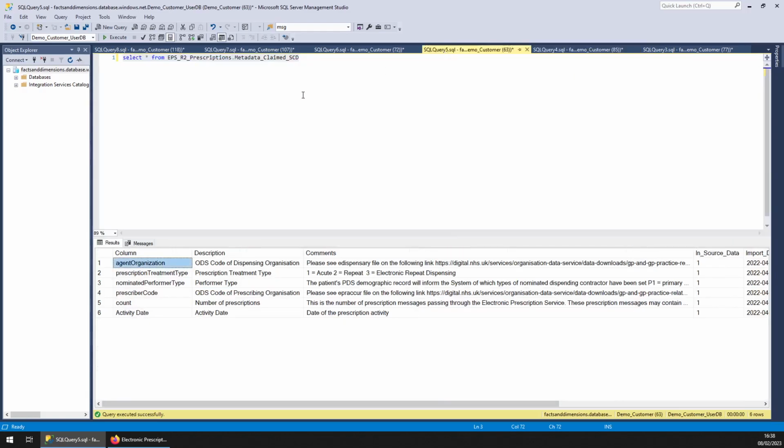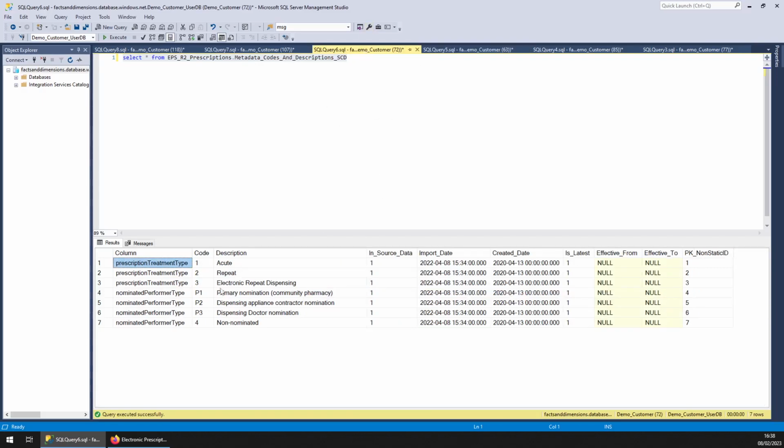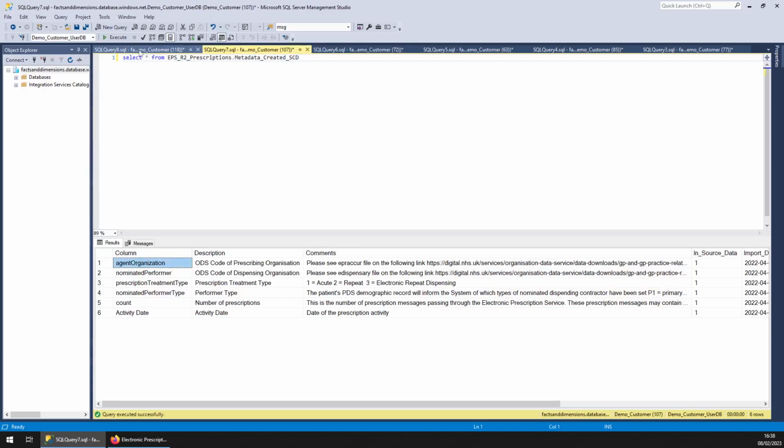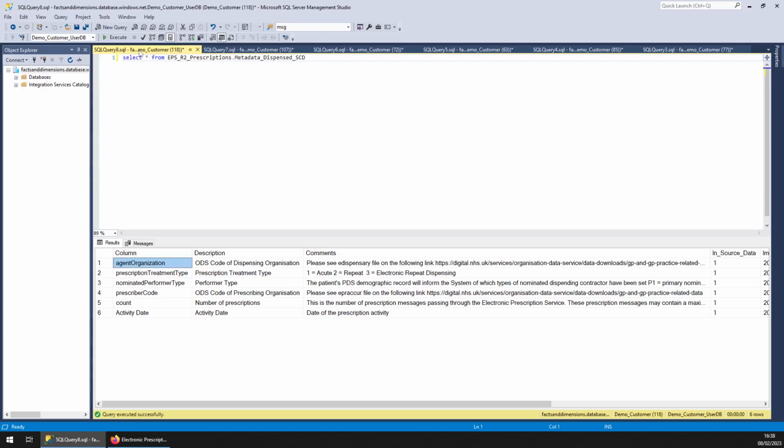I'm also showing the dimension tables that are specific for this schema. So you've got the metadata claimed one there, metadata codes and descriptions, the one for metadata created, and the metadata for dispensed. And that's it.